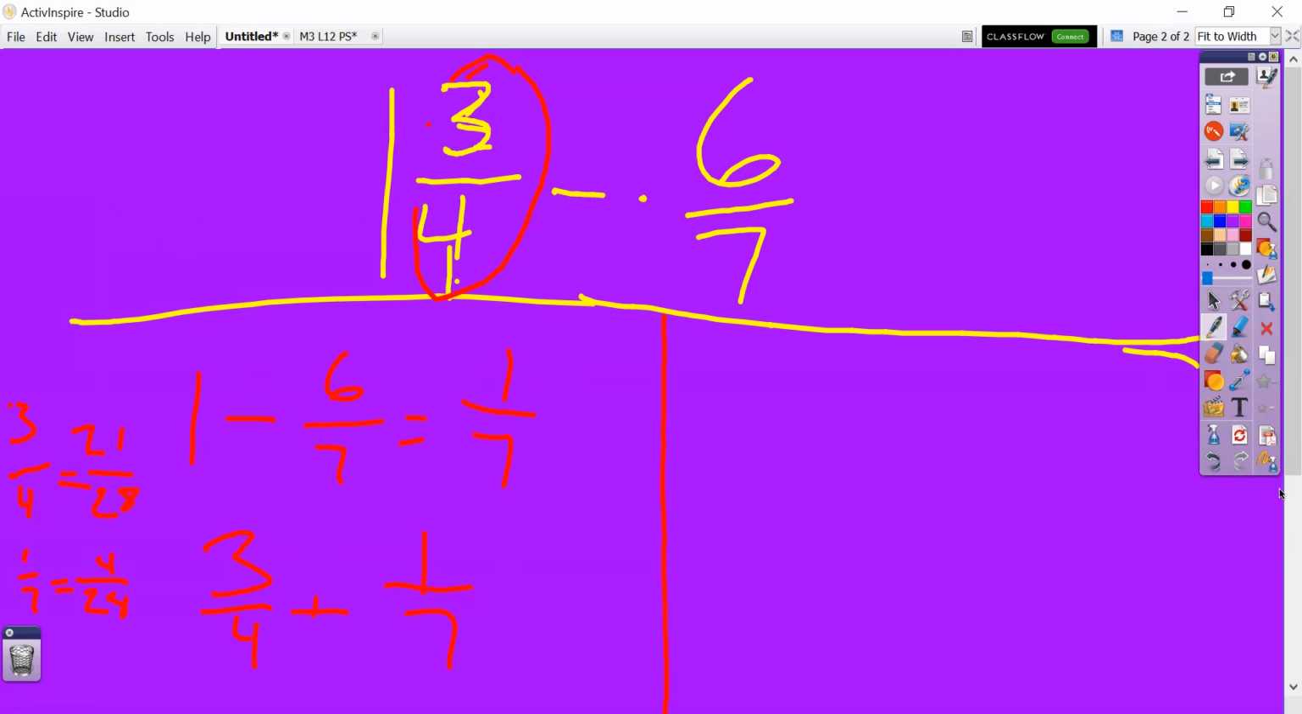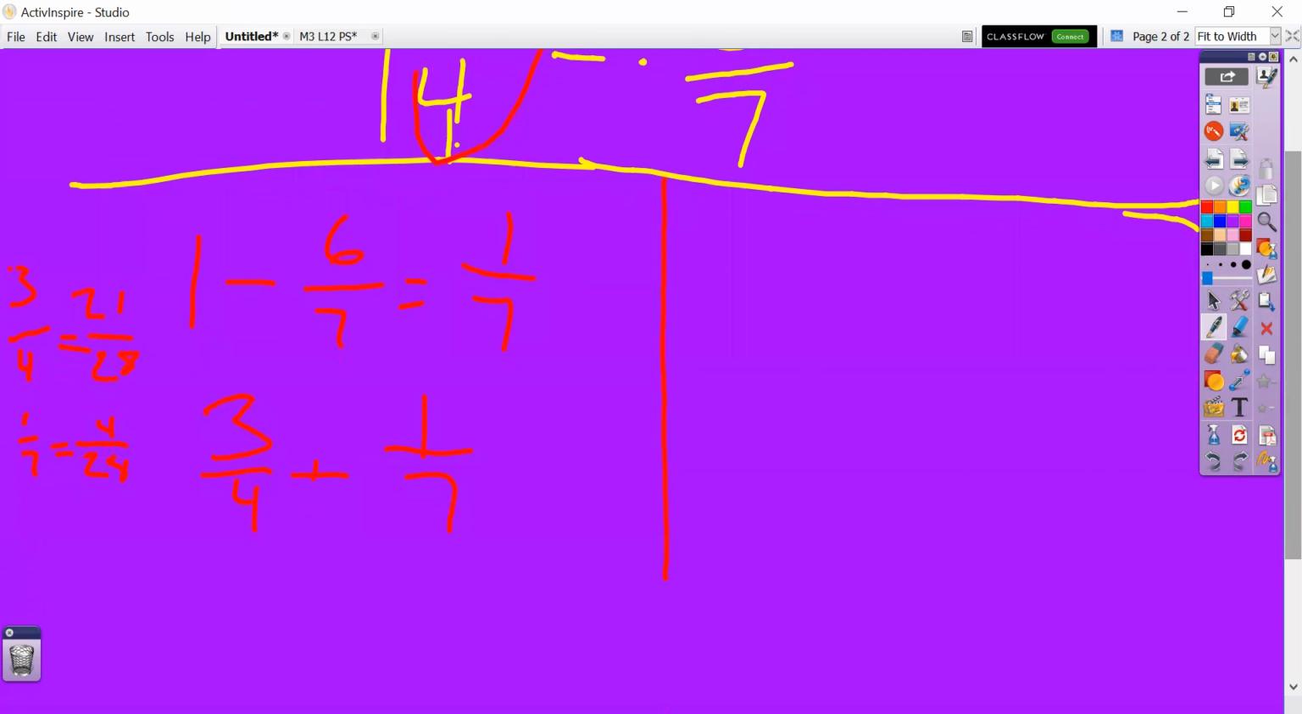Let me scroll down and rewrite my sentence. So that's 21/28 plus 4/28. And that's going to give us 25/28, right? Great. So that's the way where we subtract it from the whole.